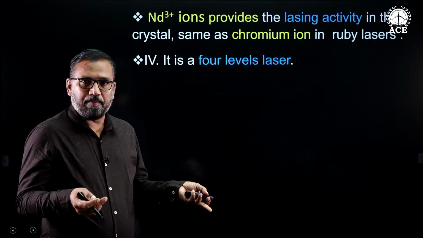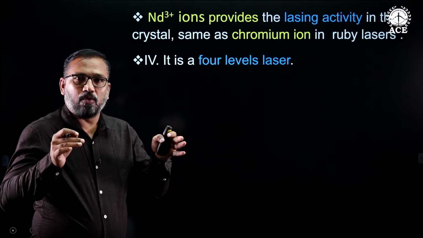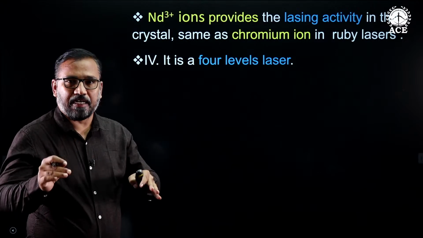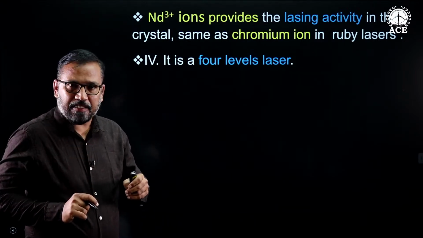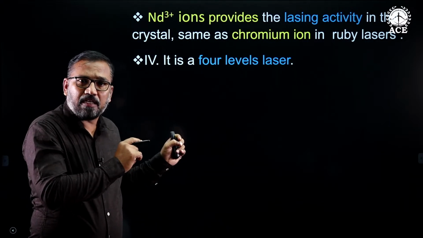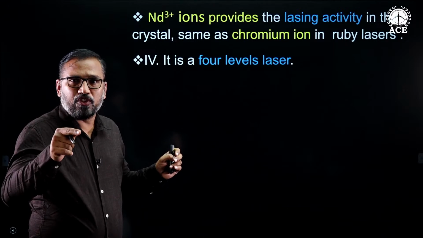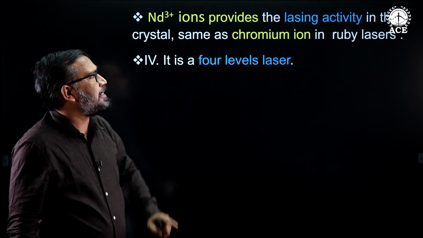The doped elements only. So remember, my dear students, doped elements are only going to produce the lasing activity. In that ruby laser, we doped with chromium plus 3 ions. Here in the NdYAG laser, we are doped with Nd plus 3 ions, neodymium ions. So neodymium ions are only providing the lasing activity.